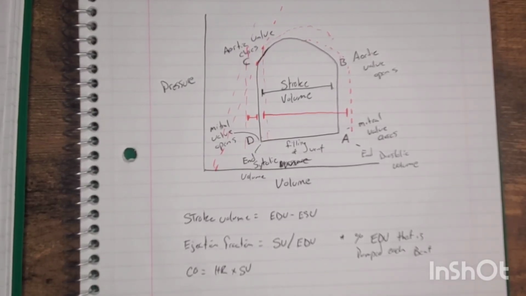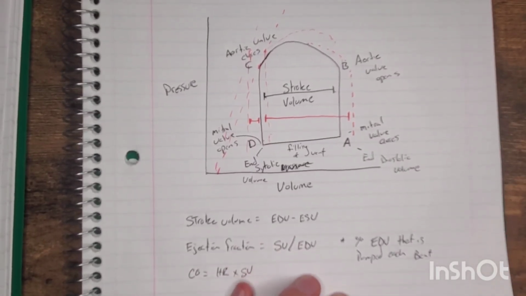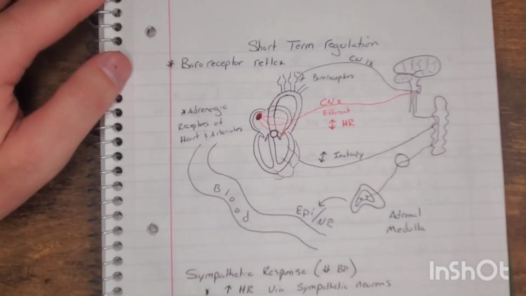We can talk a little bit about also as well the baroreceptor reflex. So I can draw really quick. I can draw, or I might have it drawn out already. Yeah, I have it drawn out, so we'll just explain it.